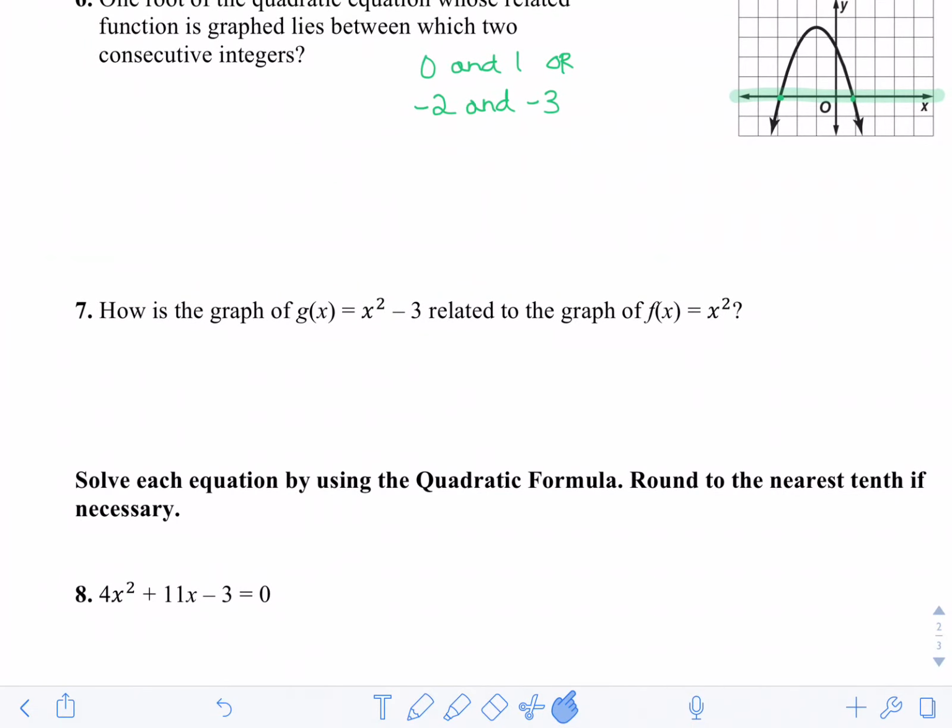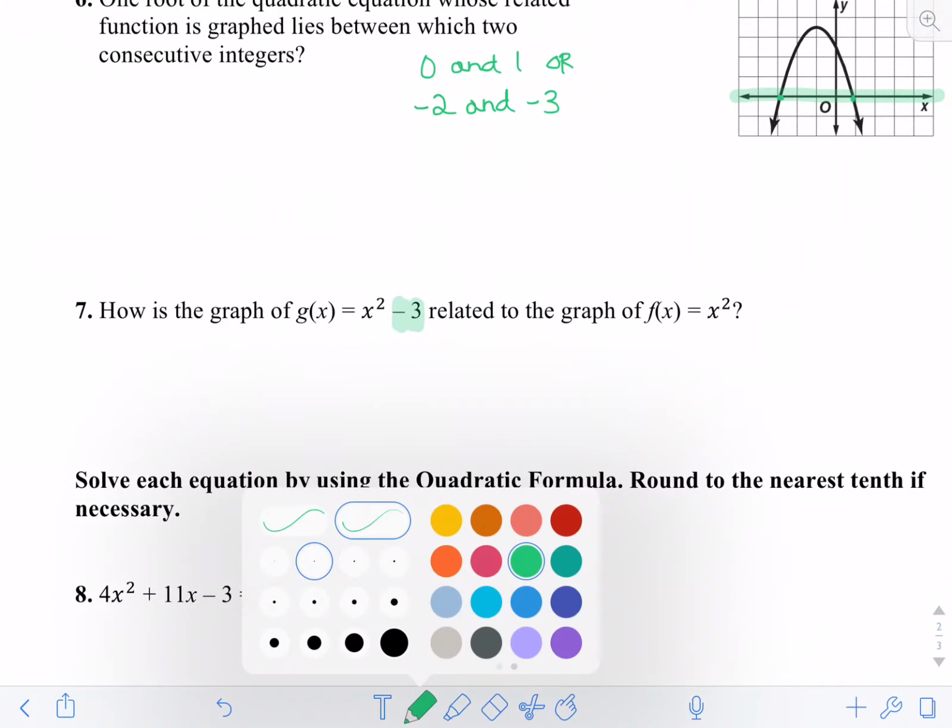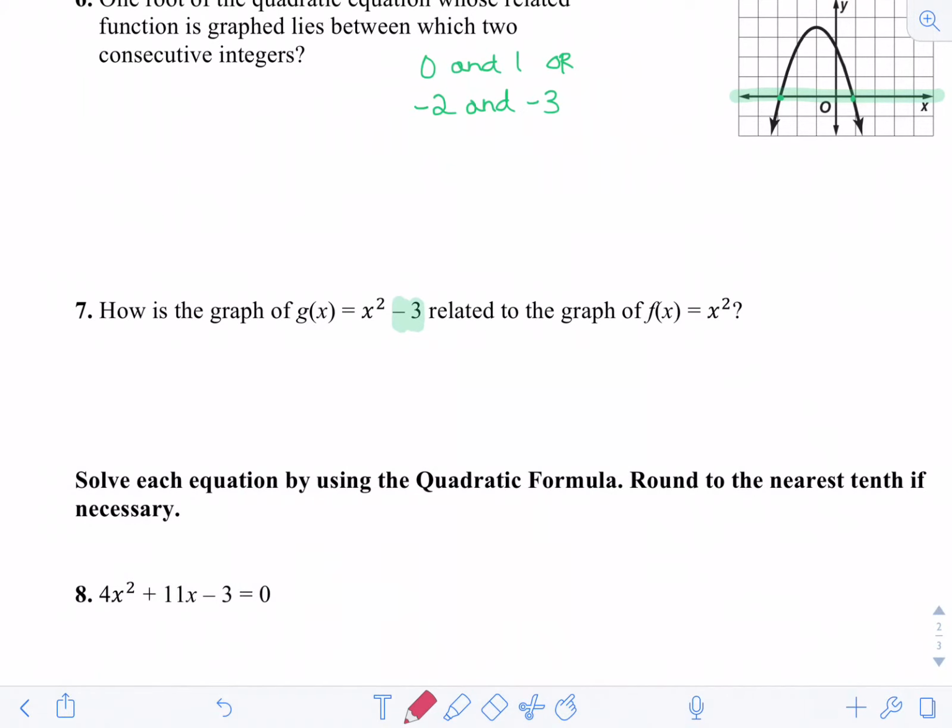Okay, how's the graph of g of x equal to x squared minus 3 related to the graph of y equals x squared? So for this one, all you need to do is look and see that you have a minus 3. You can put this into y1 and y2, but what you're going to end up seeing is that all it does is it shifts the graph 3 units down.